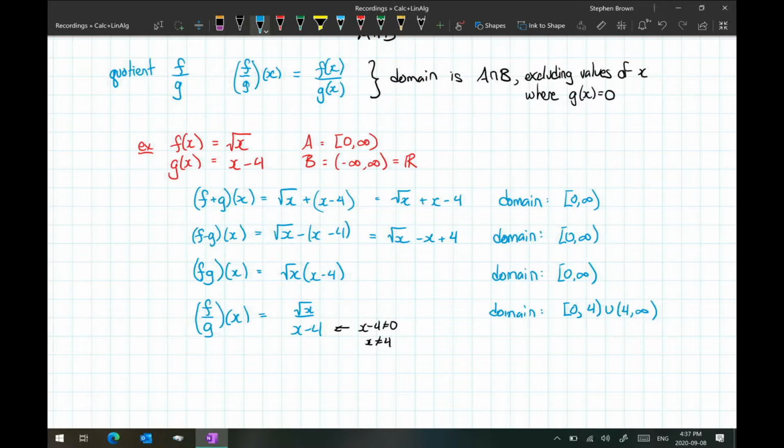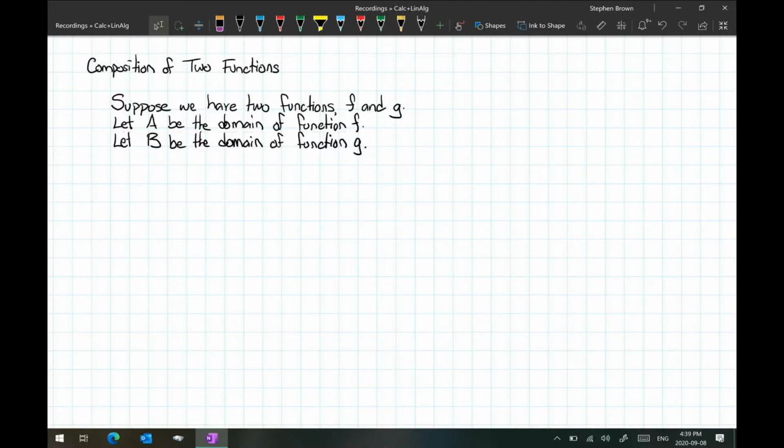It's not an algebraic function in the sense that it's addition, subtraction, multiplication, or division. It's actually taking one function, finding the output, and then using that output as the input for another function. And that's called the composition of two functions. Okay, for the composition of two functions, we'll start off by assuming much the same thing as before. We're going to start with two functions, f and g. And if you want to, we can call the domain of f capital A and call the domain of g capital B.